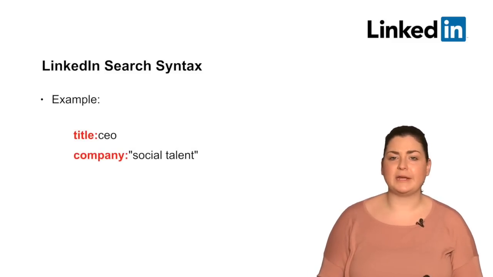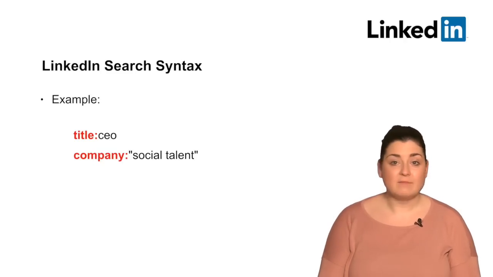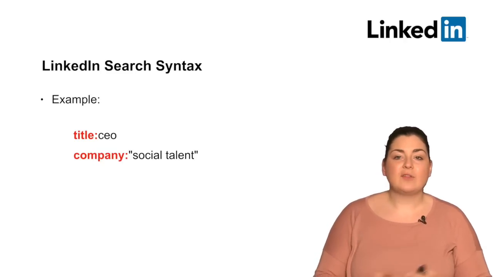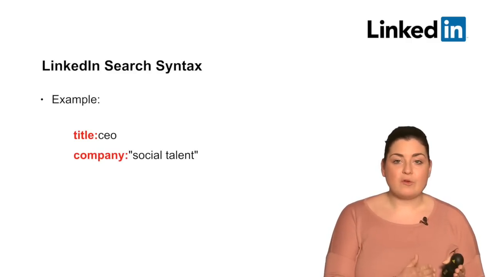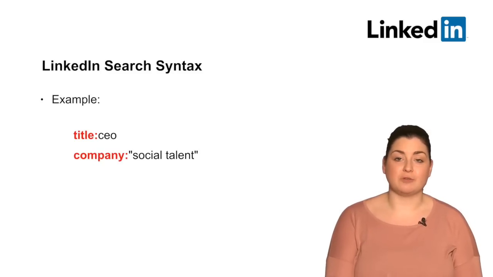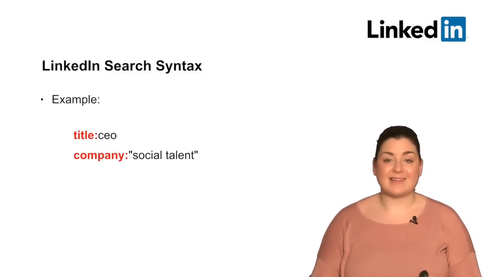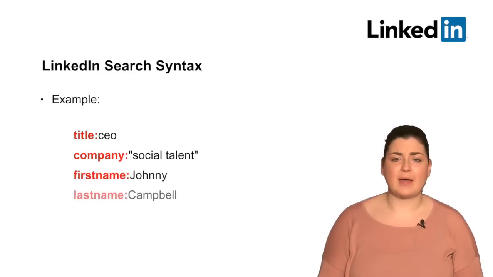But now I've got a special one here. I've got company:"social talent". Now, social talent is a phrase. It has a space in it, so social space talent. So that needs to be in quotation marks. What happens here is that there's no space between the colon for company: and the open quotation. So company colon, open quotation, social space talent, close quotation. So that's what happens when we have spaces in our phrases. First name Johnny, second name Campbell.